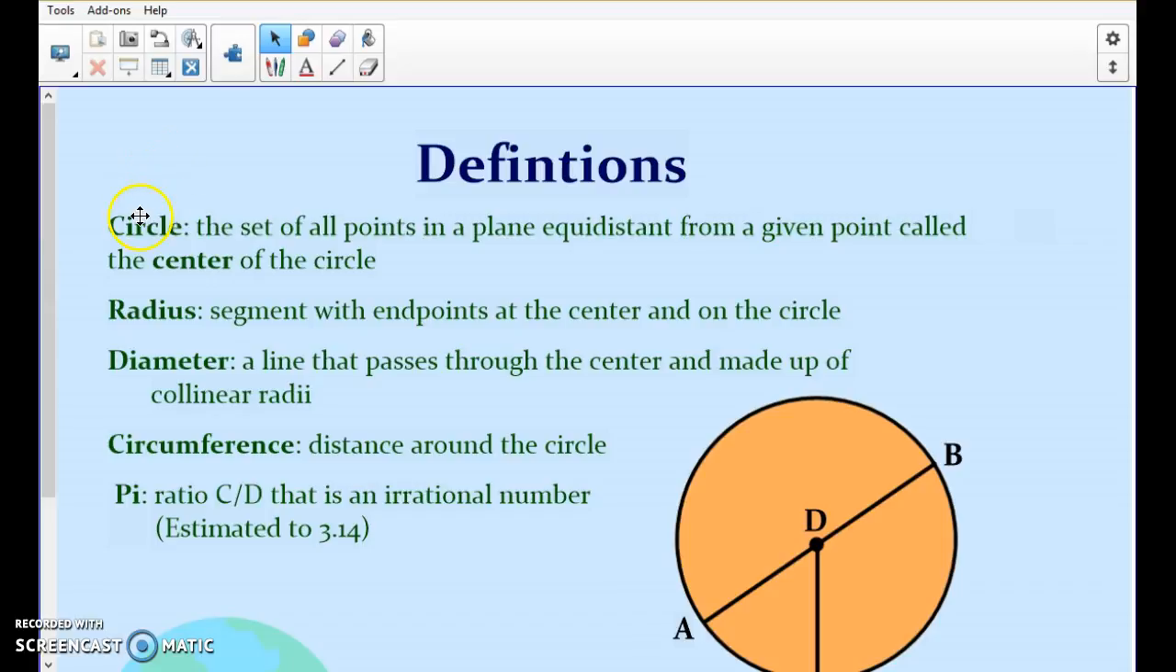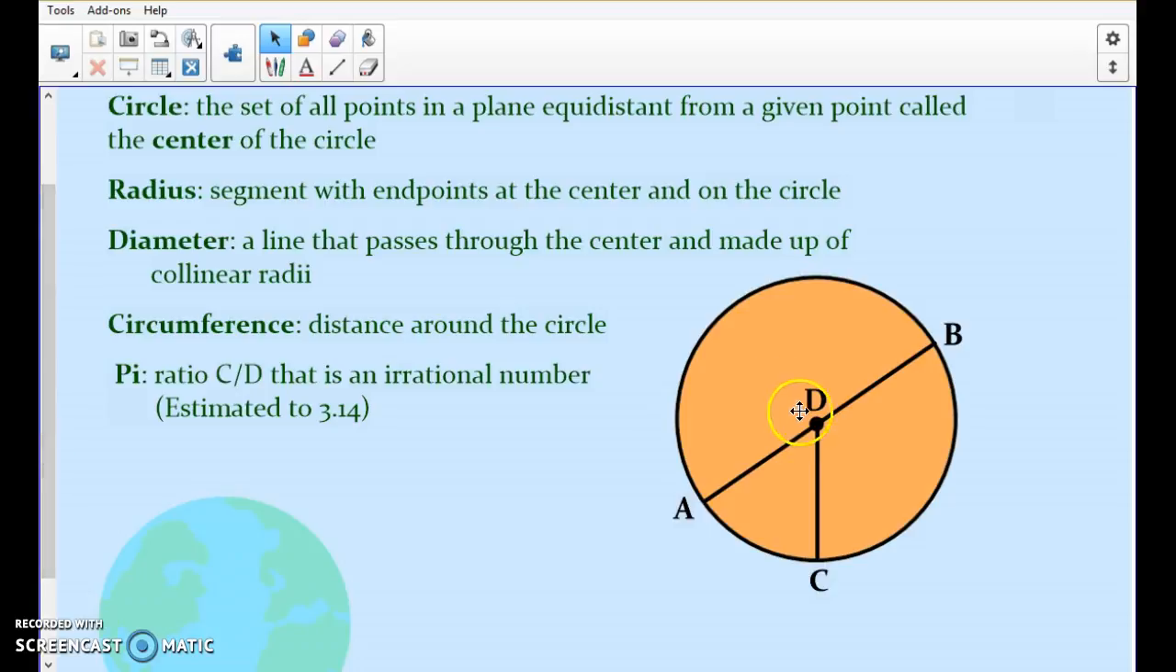So a circle. A radius is something we need to talk about again. Remember, a radius is the segment with endpoints at the center and at the edge of the circle. Basically halfway through the circle. So D and C will give me my radius.